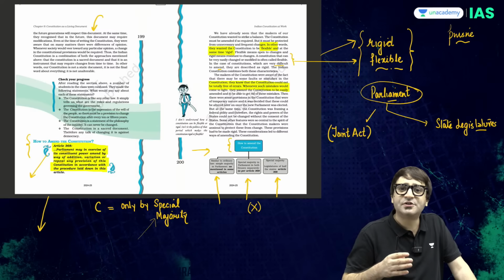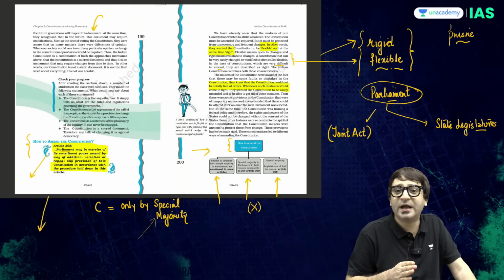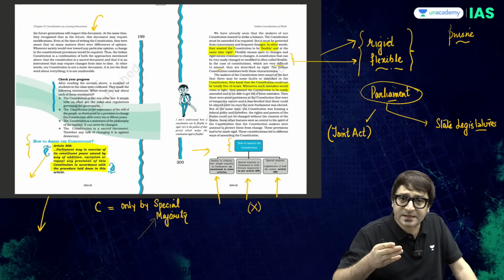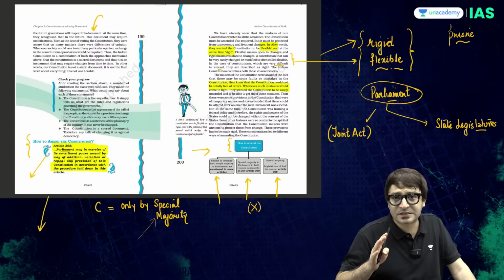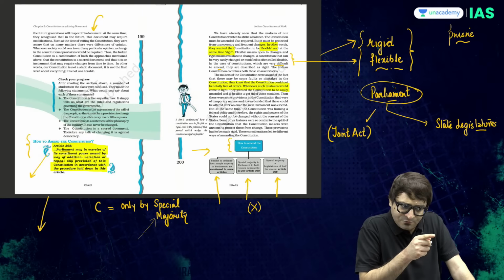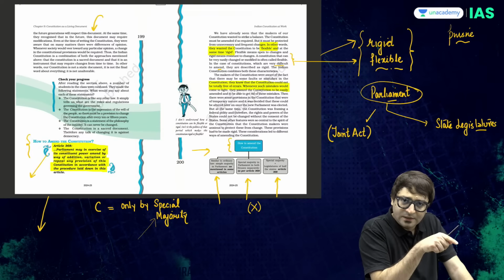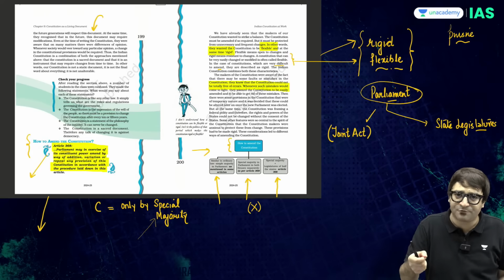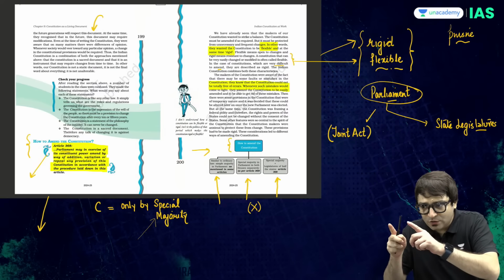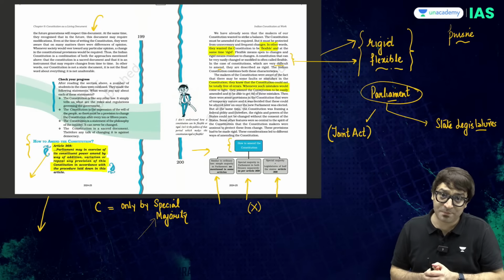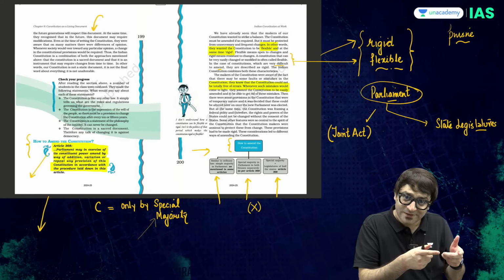Something that I told you in the legislature, that there are some state legislatures where there is a bicameral legislature. How many states are there where we have bicameral legislature? 6. Andhra Pradesh, Telangana, Maharashtra, Bihar, Uttar Pradesh, Karnataka. Can we abolish the Legislative Council for Karnataka? Yes. Can we provide for a Legislative Council for Madhya Pradesh, for example? Yes. Does that not mean that you need to then amend the Constitution?